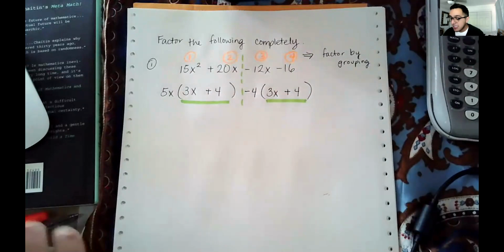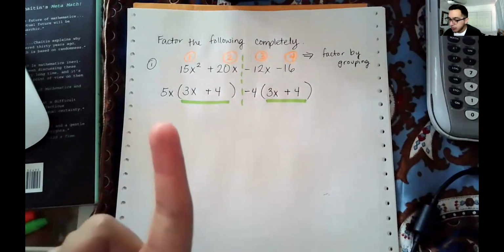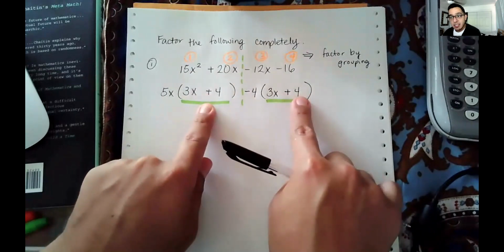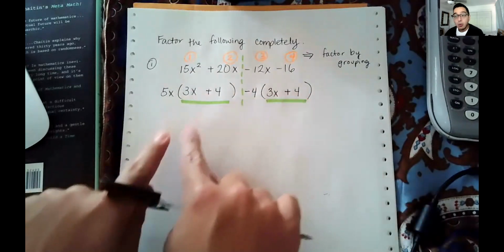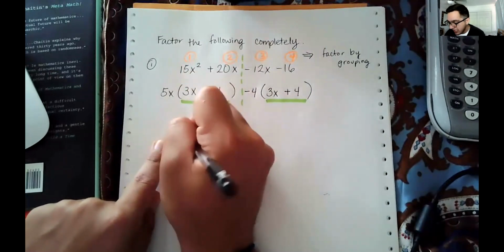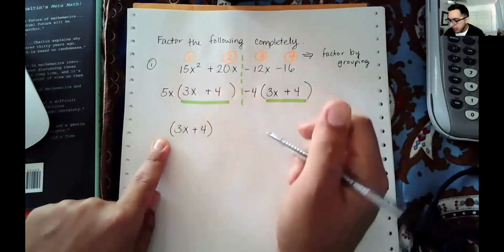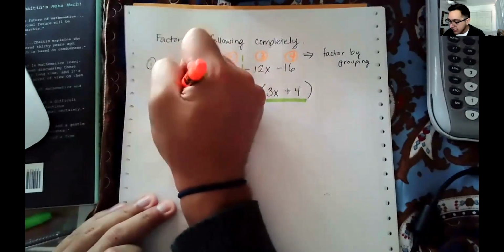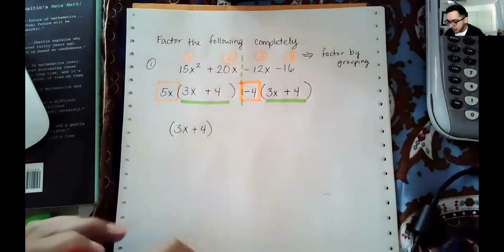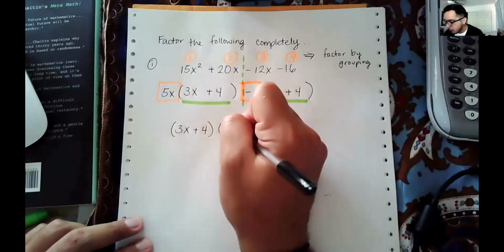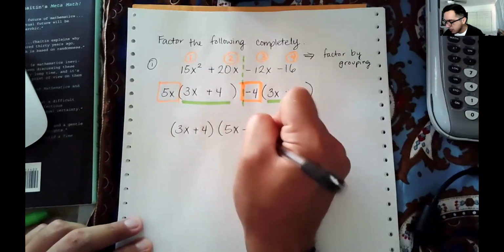Okay. But since the parenthetical information here is exactly the same, this now becomes the greatest common factor, which we can pull out to the front of the expression. So we can have now 3x plus 4. And then whatever's left on the outside of the parentheses are 5x and our minus 4. That will be our remaining factor, 5x minus 4.